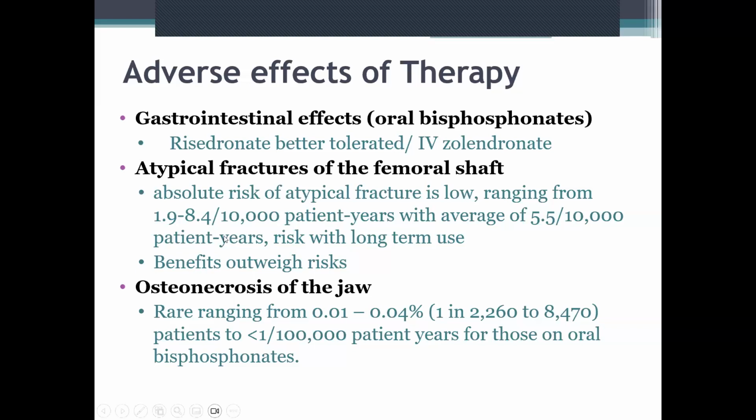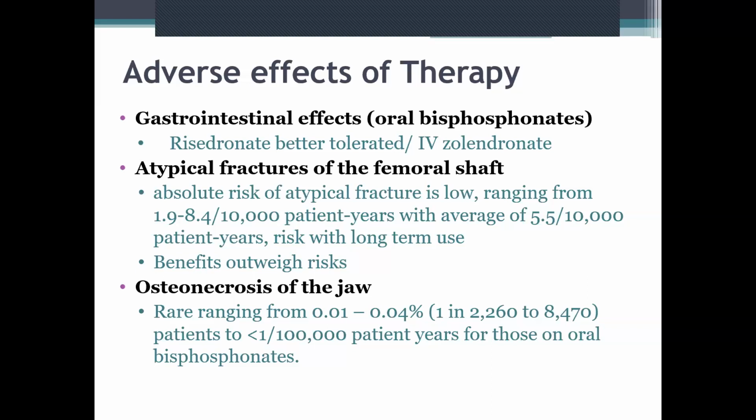So the other adverse event, quite serious, that we are concerned about for anti-resorptive therapy, and that includes both bisphosphonates and Prolia or denosumab, will be osteonecrosis of the jaw. Again, this is a very rare complication. The risk ranges from 0.01 to 0.04%. Again, 1 in 8,470 patients.